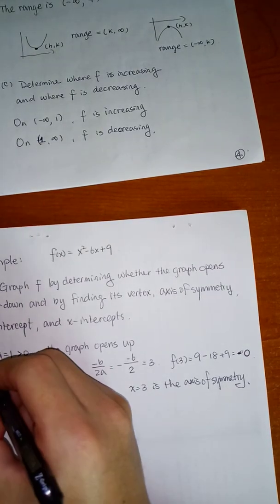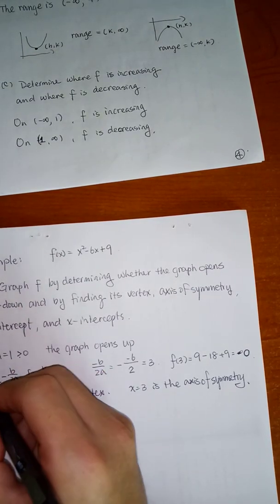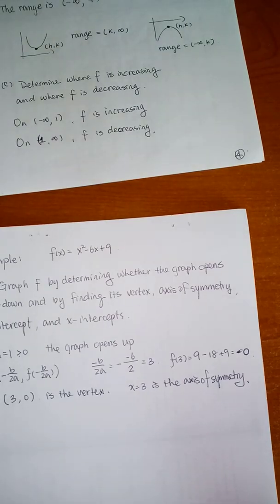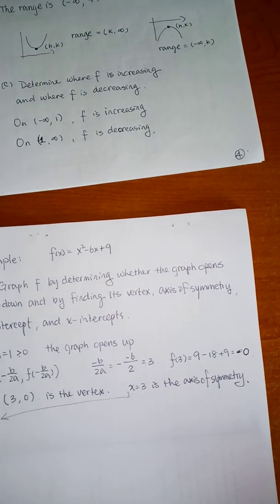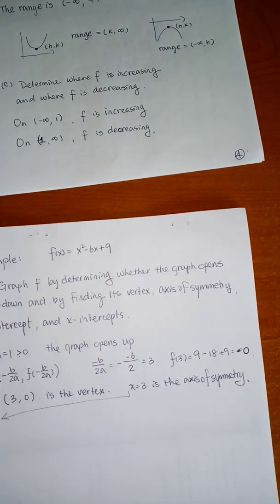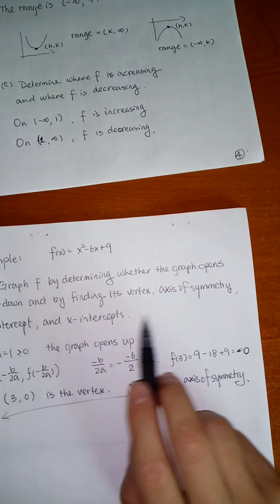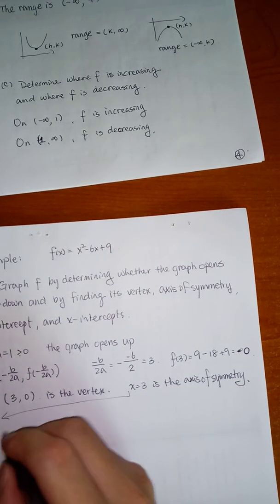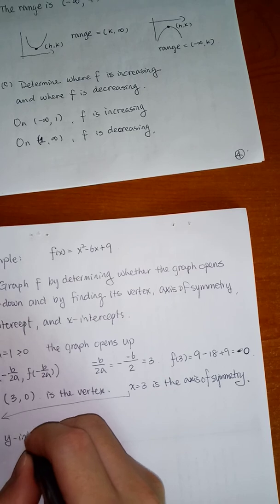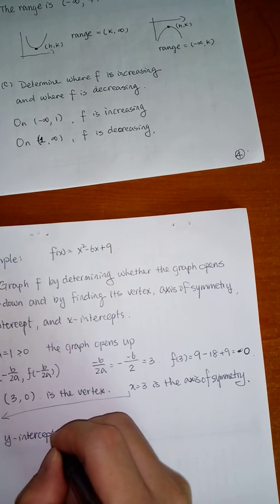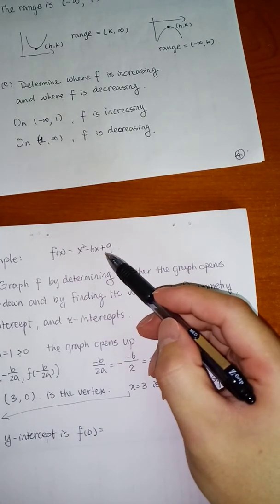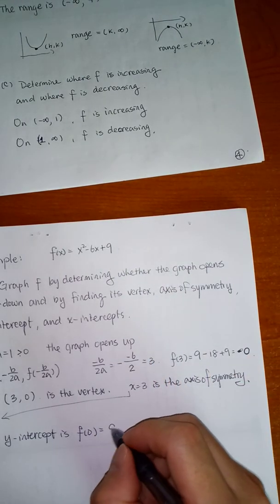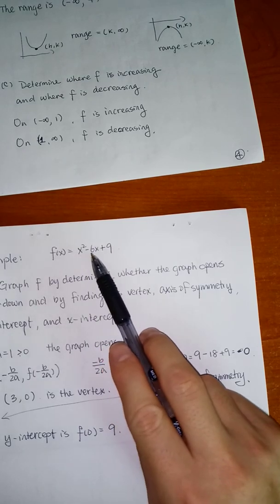Okay, so let's move it here. The axis of symmetry is x equal to 3. For the y-intercept, f of 0 is 9. You let x be 0, so the y-intercept is (0, 9).